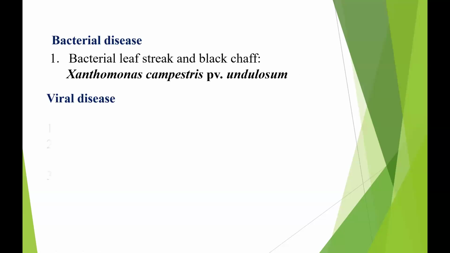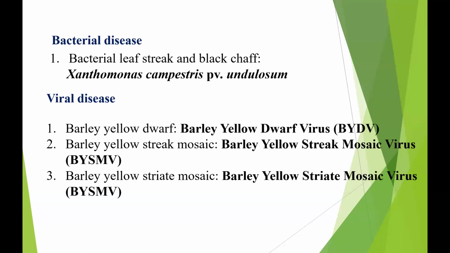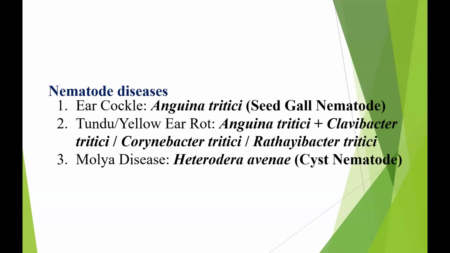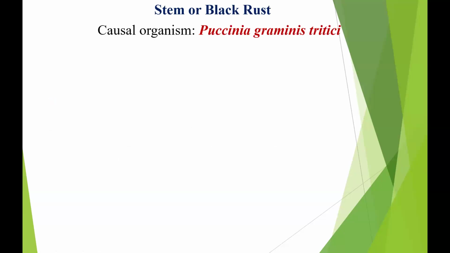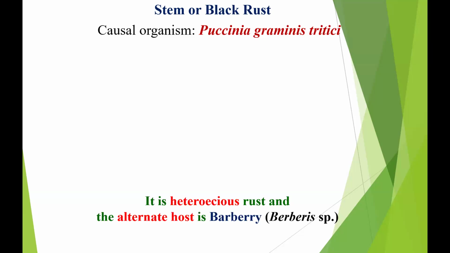And these are a few bacterial and viral diseases like bacterial leaf streak, barley yellow dwarf, barley yellow streak mosaic, and barley yellow striate mosaic. These are the nematode diseases like ear cockle, tundu or yellow ear rot, and molya disease. Now let's learn in detail. First of all, let's learn about stem or black rust. The causal organism is Puccinia graminis tritici.